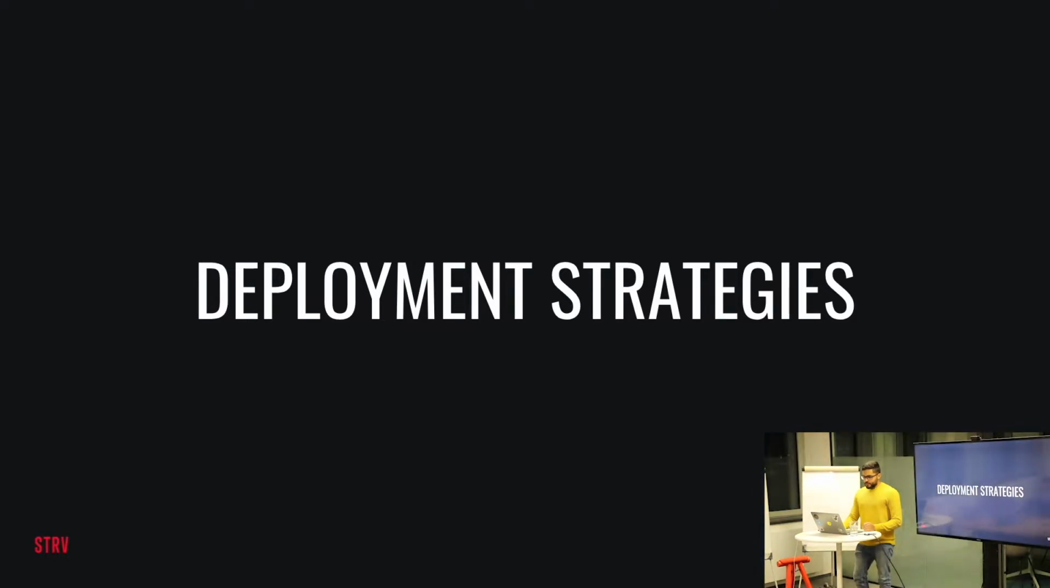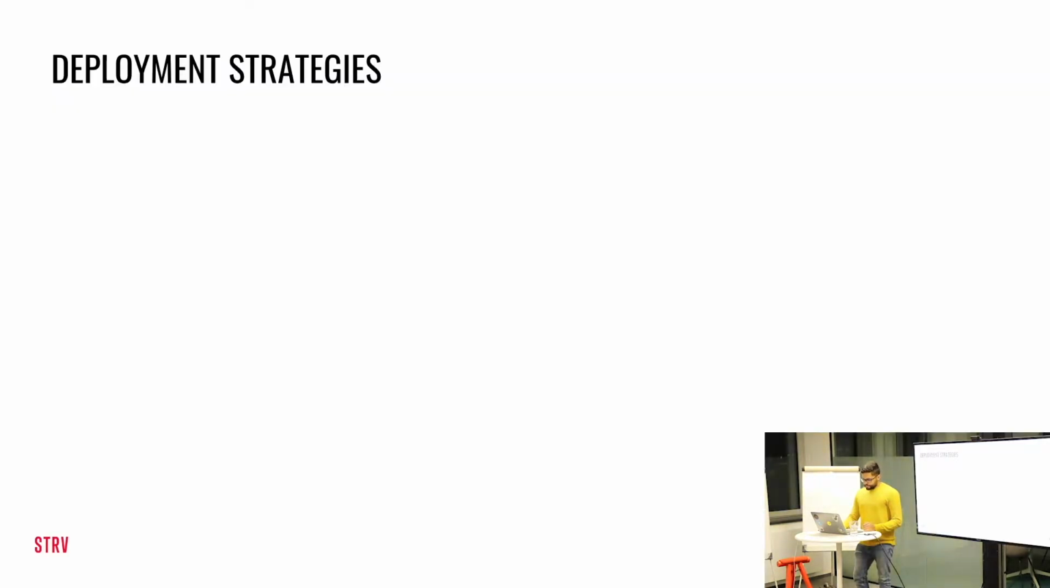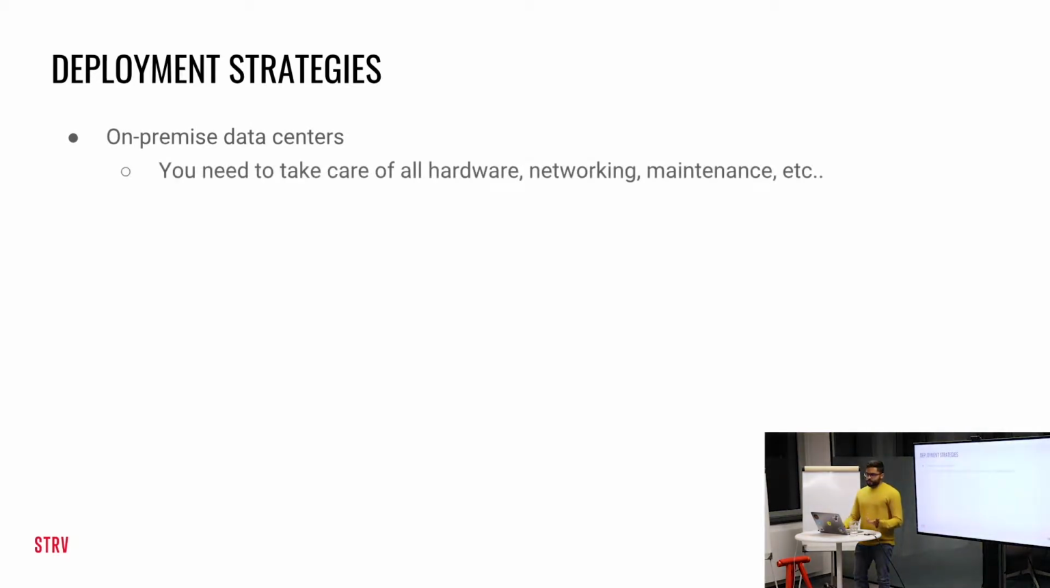So let's talk about deployment strategies. Basically, there are two deployment strategies. The first one is on-premise data centers. This is the old way to do it. You buy your own infrastructure, your own networking system, your stacks, your routers, everything. So the things that you need to take care of are all the hardware, networking, and maintenance.